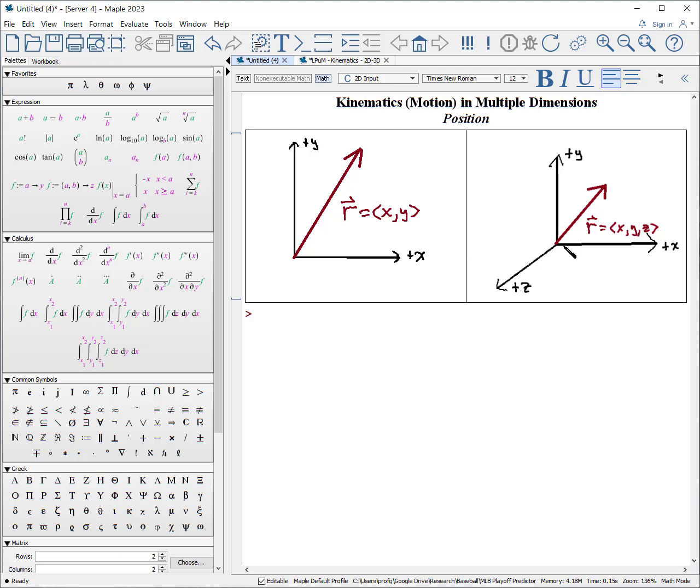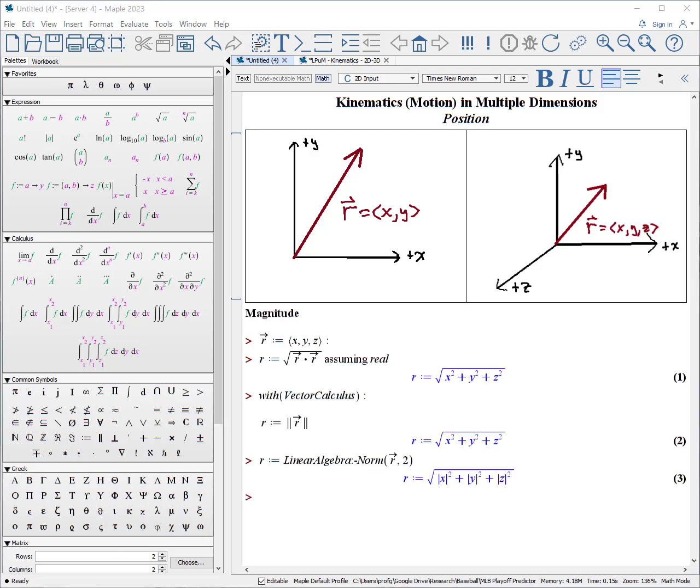In 3 dimensions, x and positive y are the same, and positive z is coming directly out of the whiteboard, out of the computer, out of your page. I'm trying to show this in 2D, but that's the idea. Again, any position is now a combination of its x component, y component, and z component.